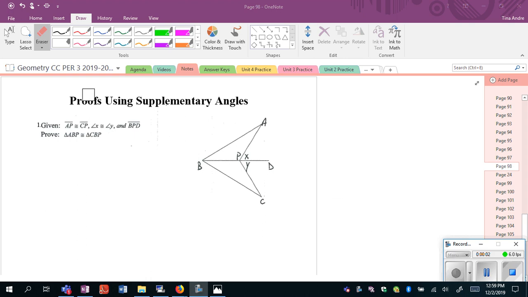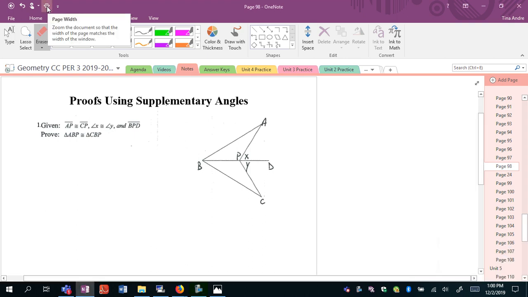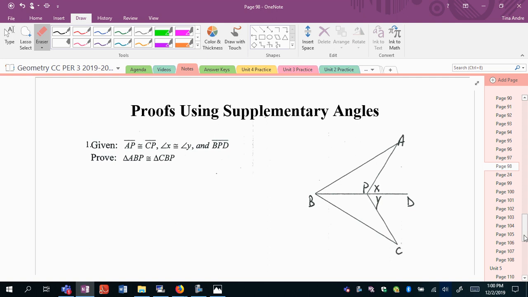In this video, we're going to learn about using supplementary angles to prove congruent triangles. When you first look at this example, let's go ahead and mark up our picture. We have AP congruent to CP, so these two segments are congruent. Angle X and angle Y are congruent. And this is just telling us we have a straight line BPD. You don't really need to worry about this given, so that's not telling us anything other than that we have a straight line. We can already assume that.